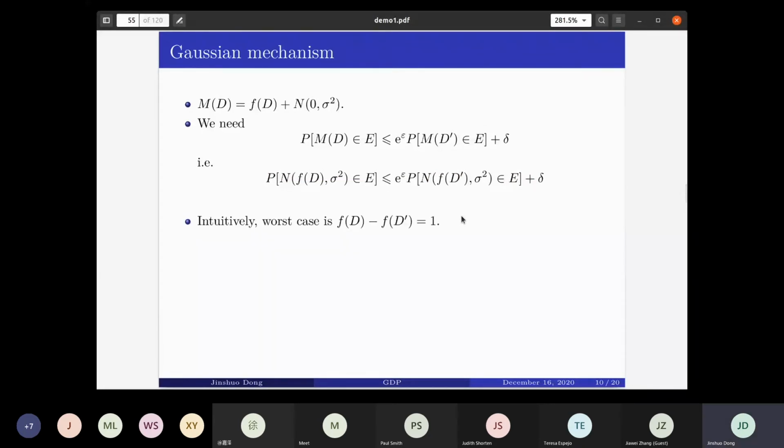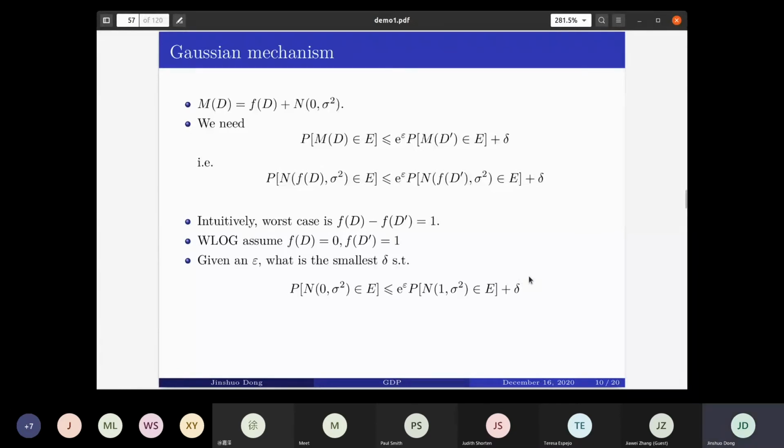Intuitively, because we already assume that the sensitivity is 1, these two things differ at most by 1. The worst case must happen when they actually differ by 1. So without loss of generality, we can assume one of them is 0 and the other is 1. Otherwise, we can translate the two things to be 0. There are 2 parameters. Let's fix one of them and figure out the best possible other one. We are going to fix epsilon and figure out the smallest delta. People usually fix delta and figure out the optimal epsilon. Well, you can try that. That is significantly harder than this approach.